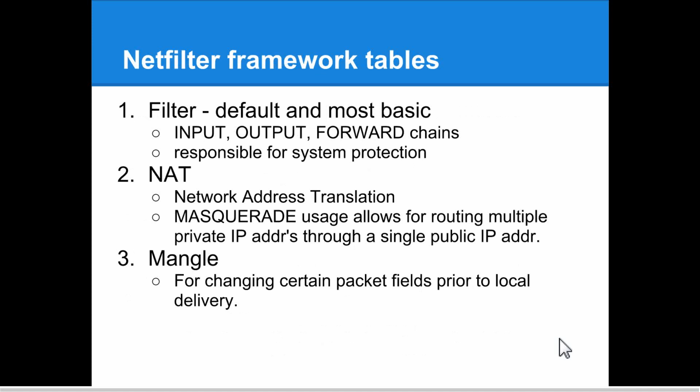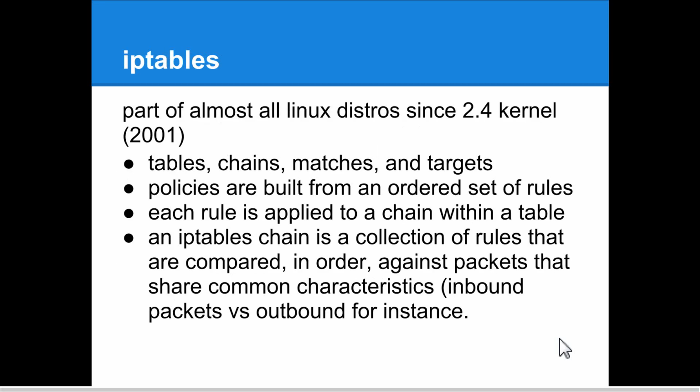So filter is the default and most basic, and it has input, output, and forward chains, and is responsible primarily for system protection. NAT is primarily for network address translation and masquerading, and Mangle is for other specialized purposes. I'm going to jump into iptables and we'll discuss it in more detail here.